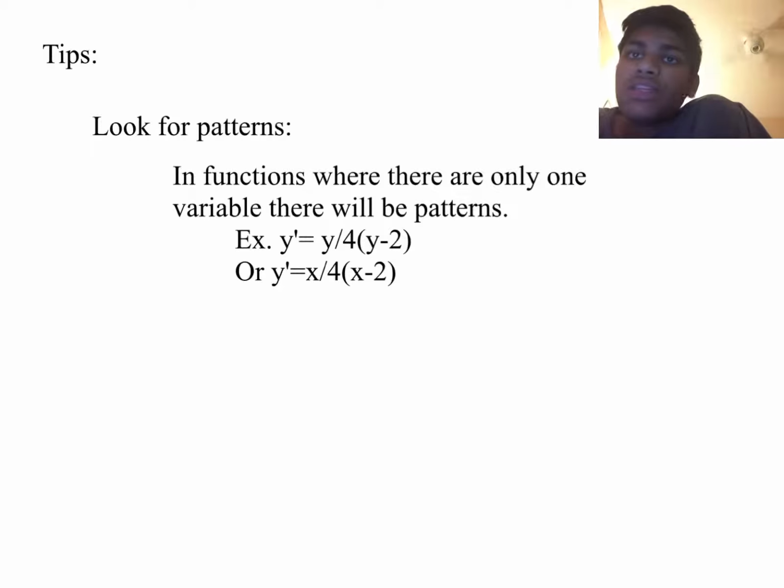A tip for completing AP Calculus slope field problems is to look for patterns. One tip is to look for functions where there is only one variable. There will be patterns, like in the function y/4 times (y minus 2). You will see in the graph that at y equals 2, all slopes equal 0, or at y equals 3, all slopes will be 3/4, per se.